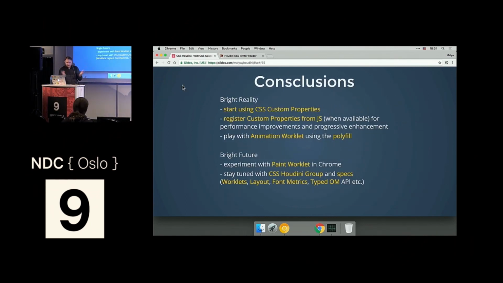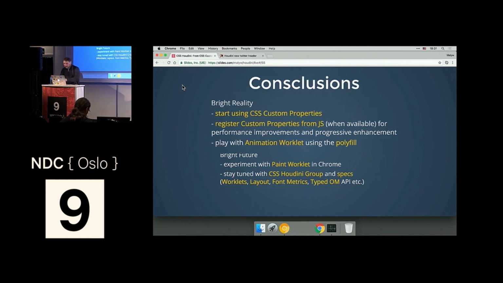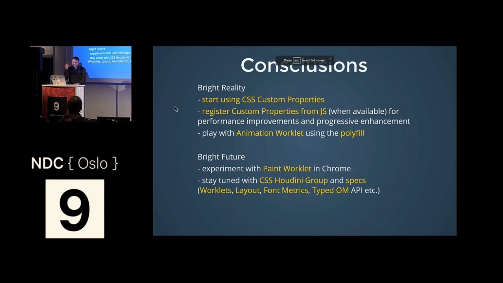So let's summarize all together. Today we learned a lot. It's a good time to start using CSS Custom Properties because they're available, can be polyfilled, and really, it's time. You can register custom properties from JavaScript. We will make them performant, make the browser work with this in a proper way, and you can do some progressive enhancement using this. When it's available, just do it. When it's not available, okay, no good things.